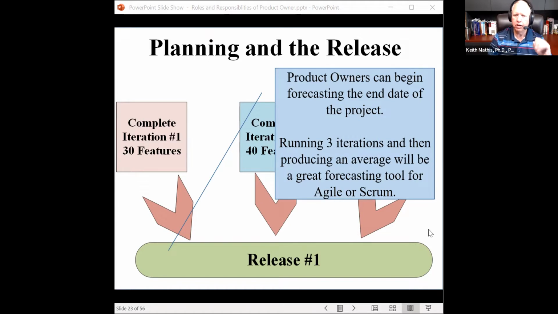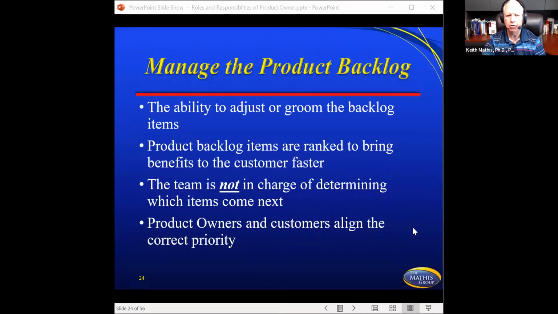But run 3 iterations, and then it produces that average, and then take that average to start projecting out when you think those releases will all be finished. And you and the team will be able to figure that out pretty quickly.